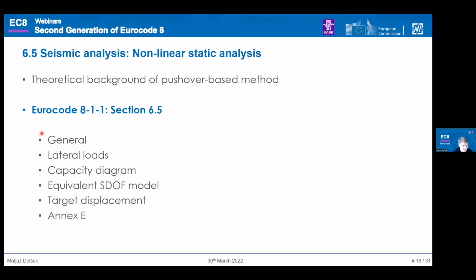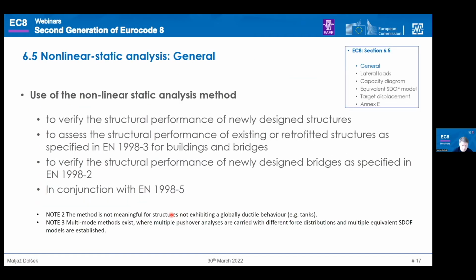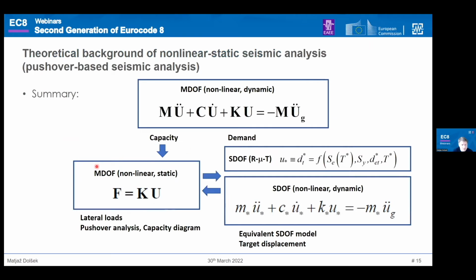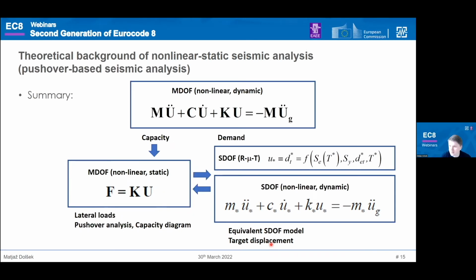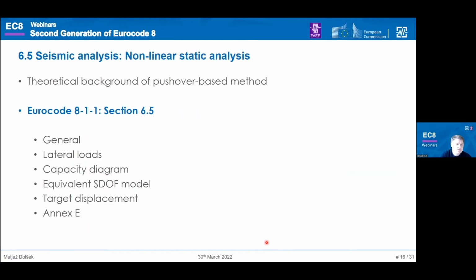Okay, so how is this done in the code? Basically, this subsection follows this decomposition. First we have to define the lateral loads. We get the capacity diagram. We have to set up the equivalent model and calculate the target displacement. And this is also the structure of the code.